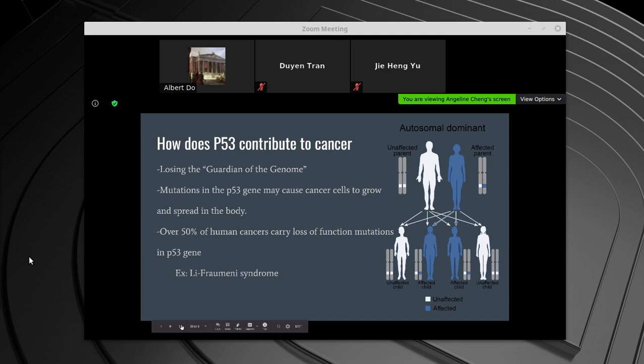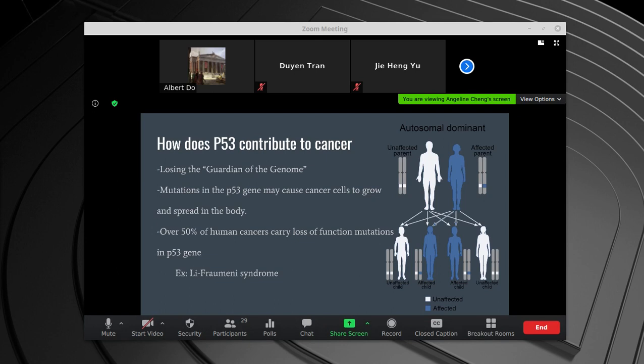So how does P53 contribute to cancer? So the importance of P53 is to make sure that the damaged DNAs do not continue to proliferate. So if P53 is inhibited from either loss of alleles or mutations, the line of defense against stopping damaged DNA is unregulated. Mutations in the P53 gene may cause cancer cells to grow and spread in the body. Over 50% of human cancers carry loss of functions in P53 genes. An example of this is Li-Fraumeni syndrome.